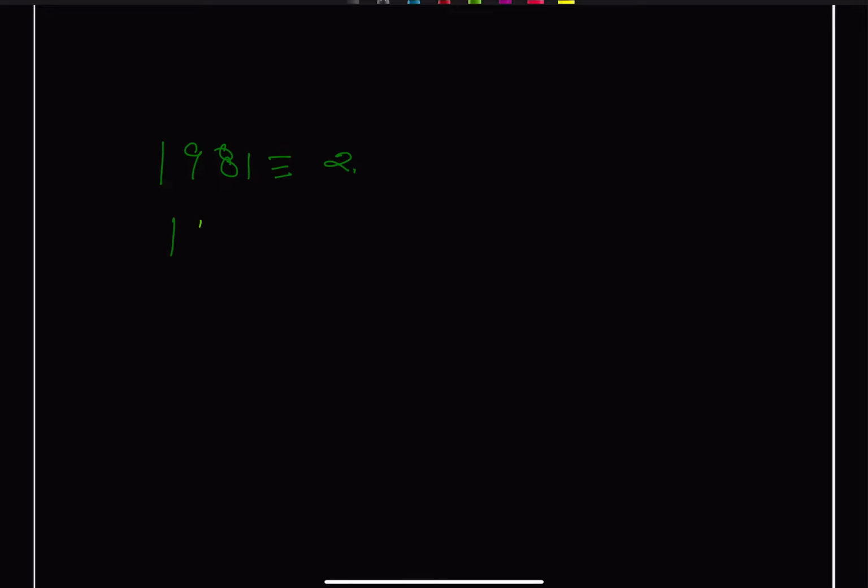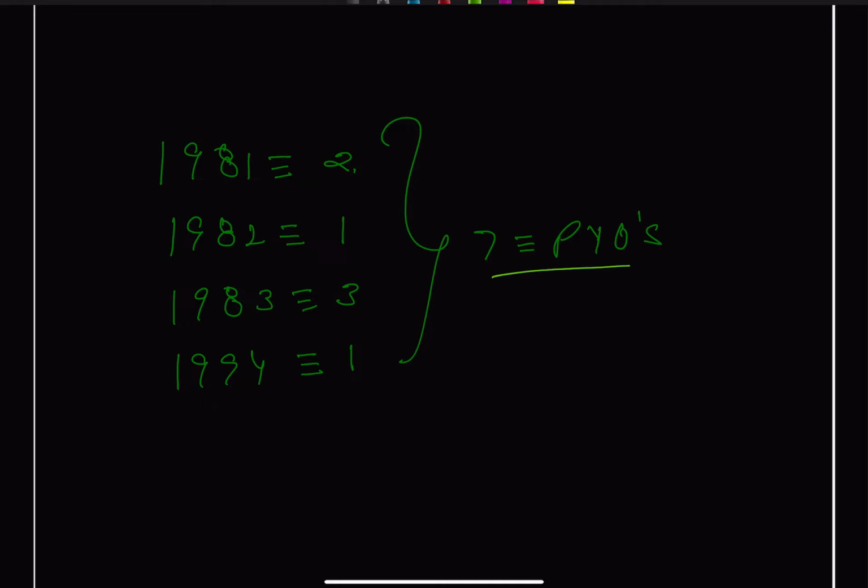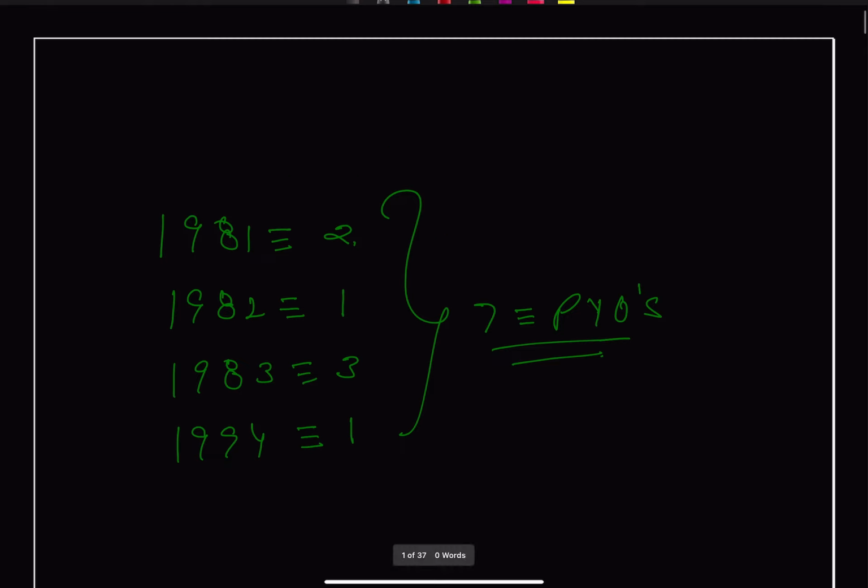From 1982 we are having 1 question. From 1983 we are going to solve 3 questions, and from the year 1994 it is our 1 question. So in totality we are going to solve 7 questions, and all these 7 questions are from modern physics.